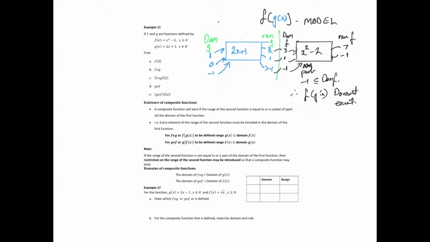Now that's the key facet, if you like, for the existence of a composite function. The range of the second function has to be equal to or a subset of the domain of the first function. It has to generate values the second function can deal with. Range of g of x has to be a subset of the domain of f of x. Or for g of f of x, the range of f of x has to be a part of the domain of g of x.